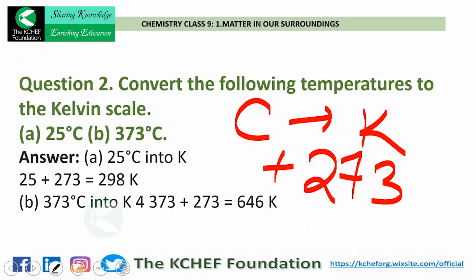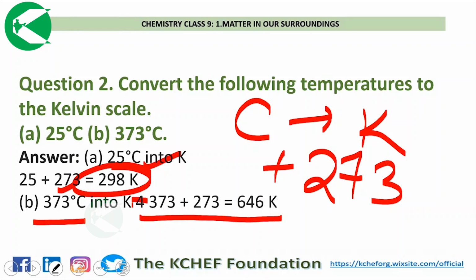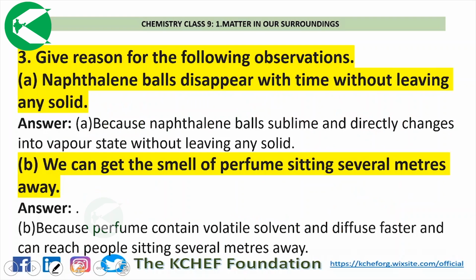So when you convert 25 degrees Celsius into Kelvin, you just add 273 and you get the answer as 298 Kelvin. Similarly, 373 degrees Celsius is equal to 373 plus 273, which is equal to 646 Kelvin. The unit Kelvin is missing over here. Fine. Moving on to the third question of your NCERT.